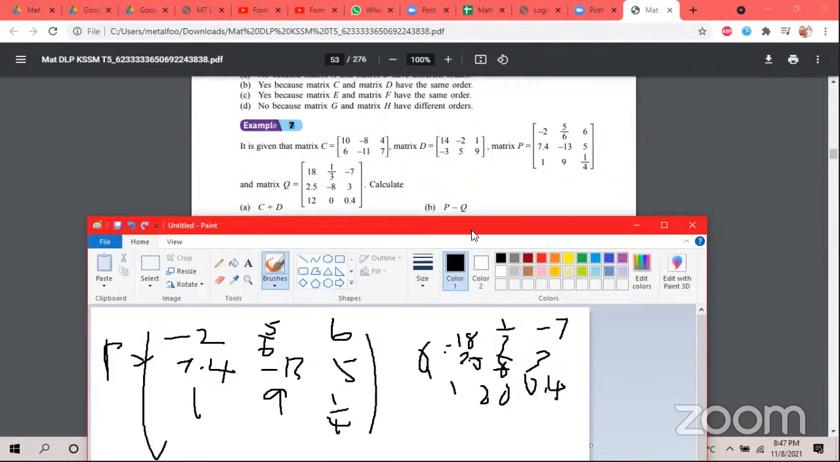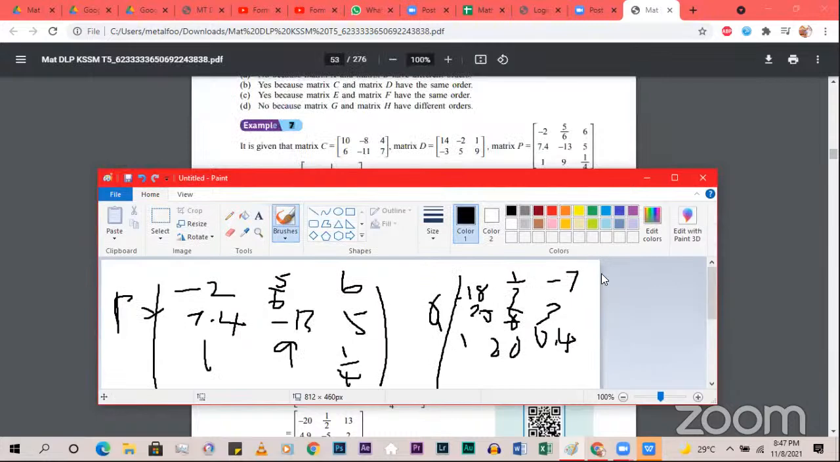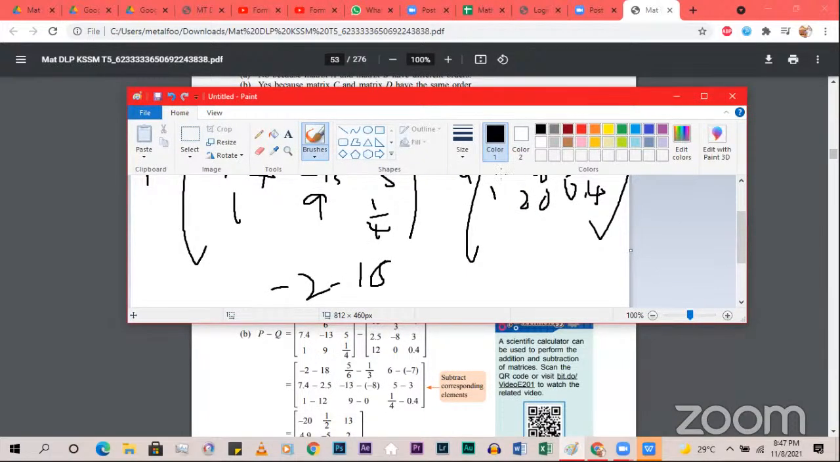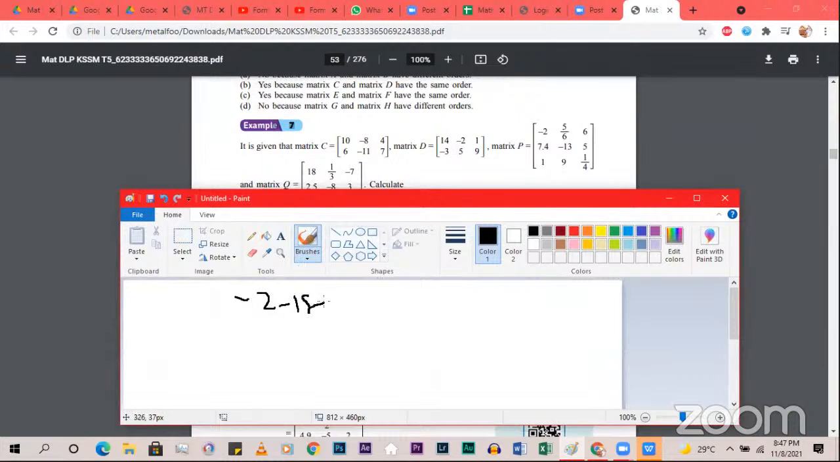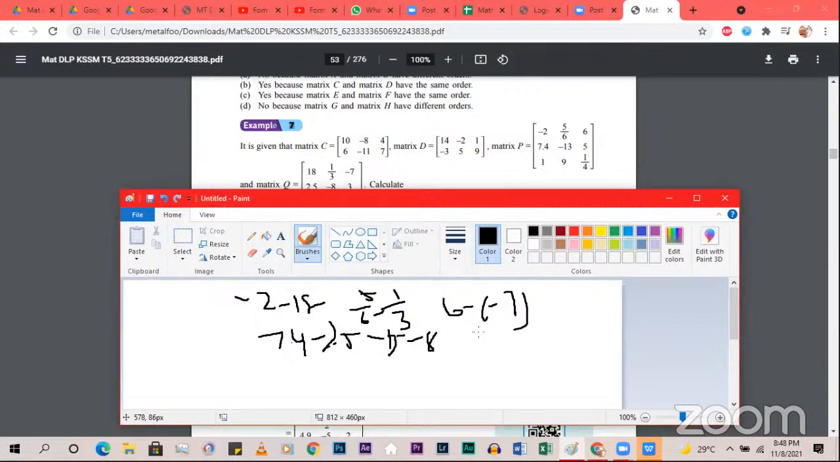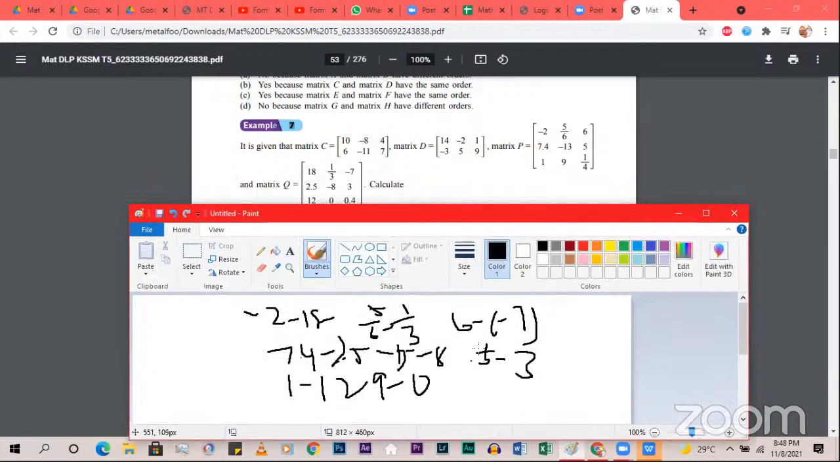So how do I subtract it? Just subtract it like -2 minus 18. The order is important: -2 minus 18, 5 over 6 minus 1 over 3, 6 minus -7, 7.4 minus 2.5, -13 minus -8, 5 minus 3, 12 minus 1, 1 minus 12, sorry, the order is important, and 9 minus 0, and then 1 over 4 minus 0.4.